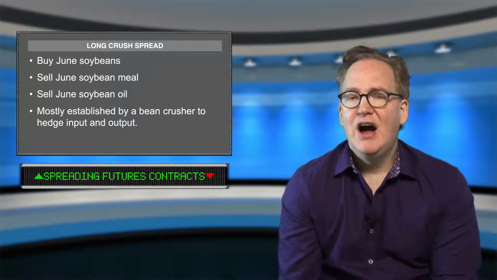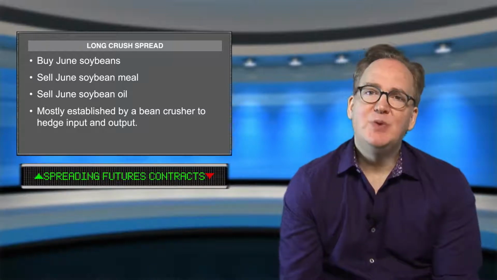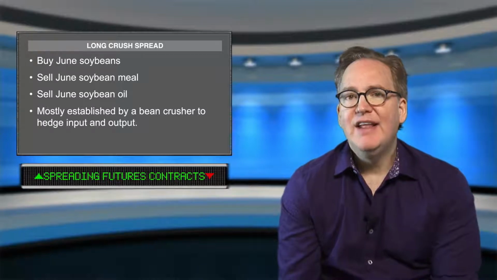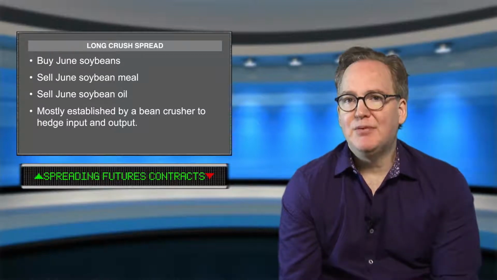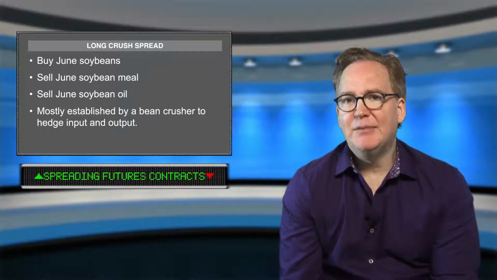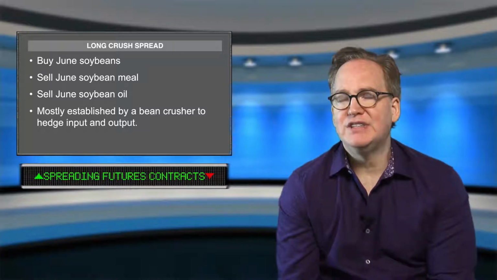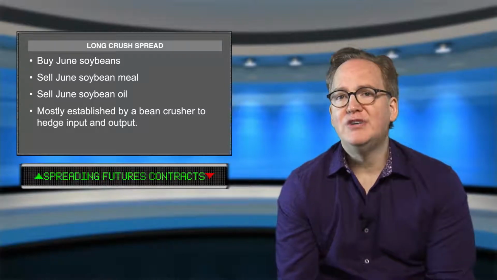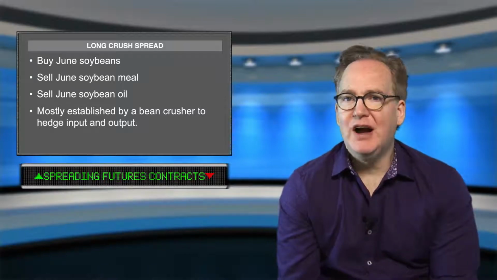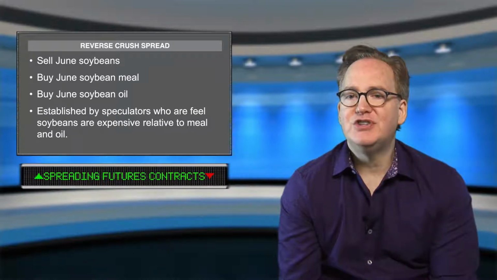Soybean crushers operate on the gross processing margin. Someone would go long the crush spread if they were speculating that the soybean operators can operate profitably. So a crush spread could be established by the soybean crusher to hedge their business risk. You could go long the crush if you are speculating that the soybean operator will be able to operate profitably on the net processing margin.